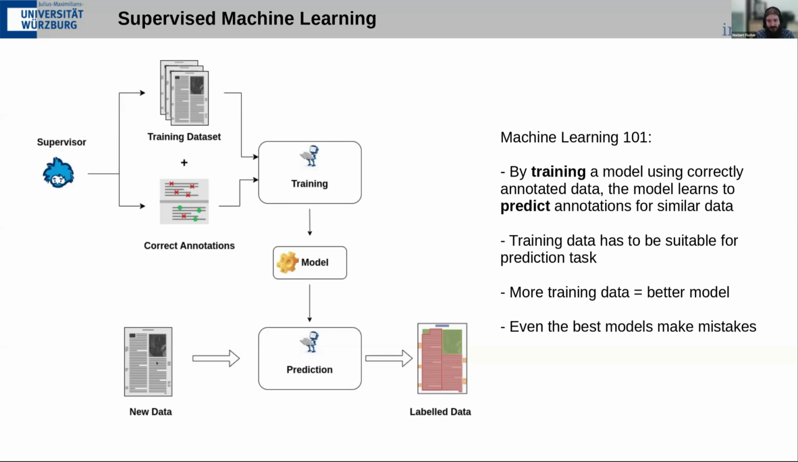There are a couple of key points that I want to state here. The first is that it's very important that the training data has to be suitable for the prediction task. So if we want to predict on historical documents, the training data set should also be comprised of historical documents. In addition, the more training data you have in general means that your model will be better. But even though you might have perfectly suitable training data and a lot of it, still the model can make mistakes. So it's important to think about either implementing a post-correction step or to have a manual correction step at the end.